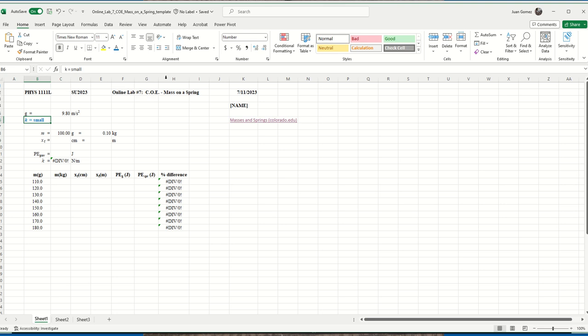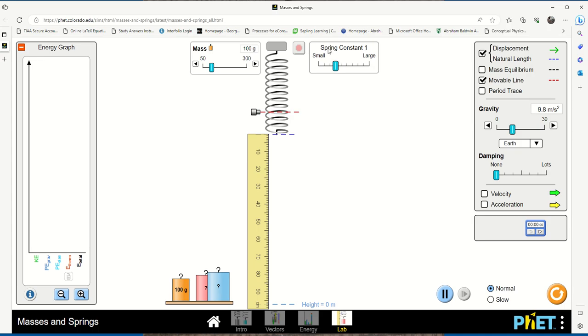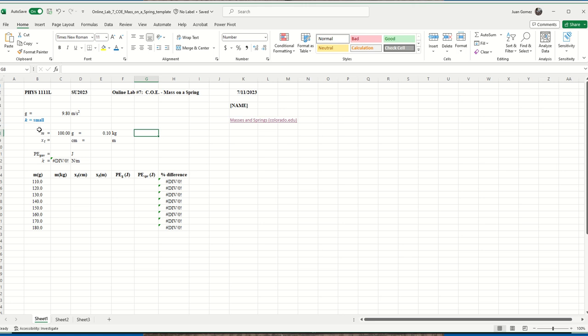Well, the only drawback with this simulation is that it doesn't give you the k value. It just says here spring constant, small, large. So we're going to have to calculate the spring constant. That's what we're doing in each sheet. In this section right here for each sheet, notice from cells B8 down over to, well, actually not G but F. That's what we're doing in this part of each sheet. Before we worry about anything else, we have to get the k value for each spring.